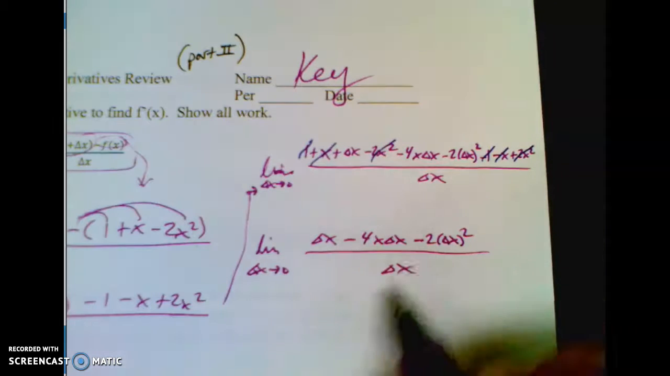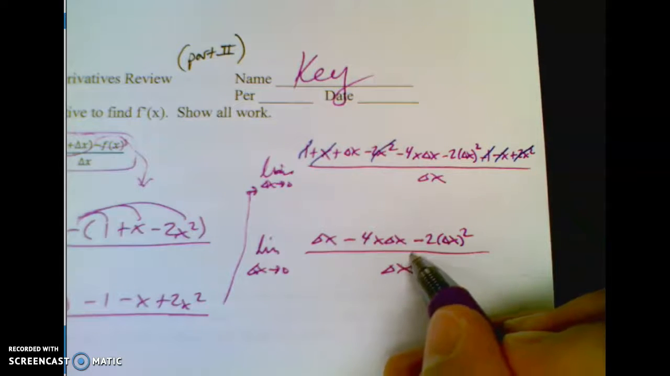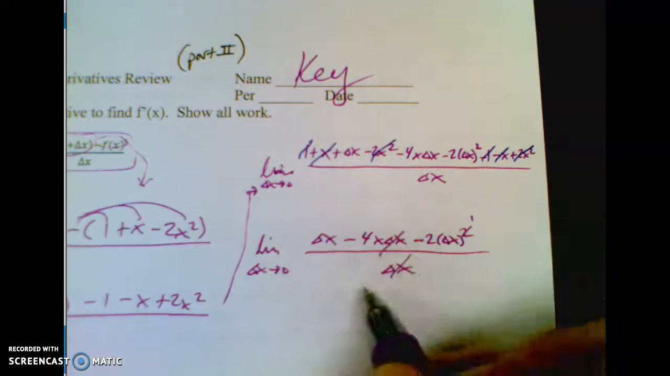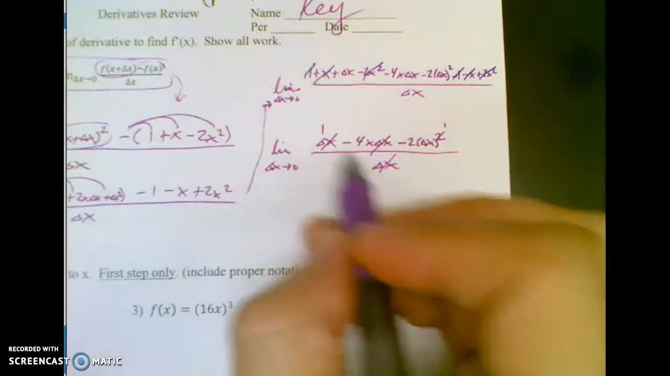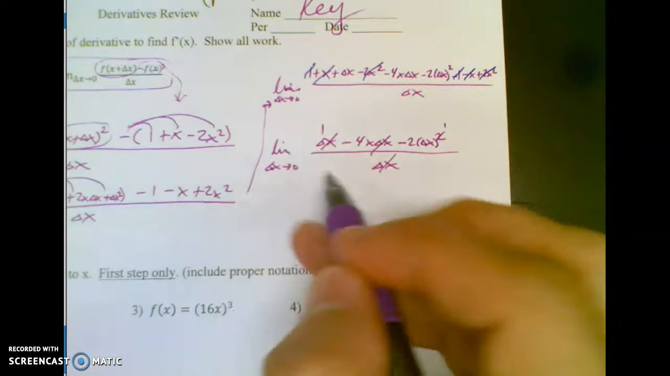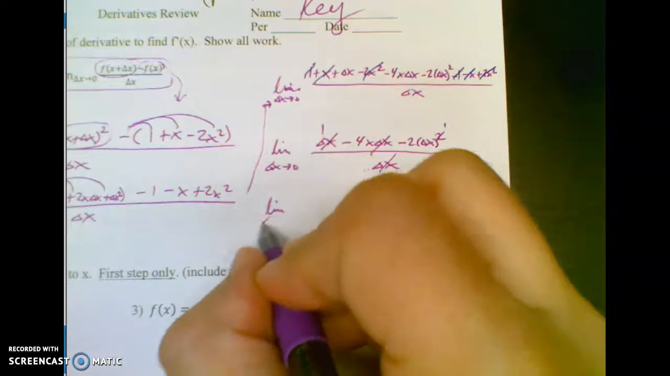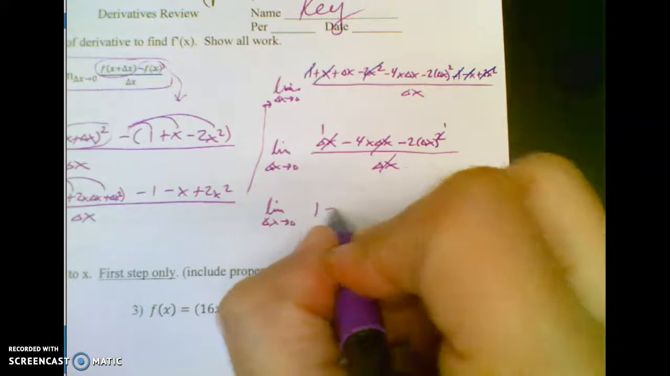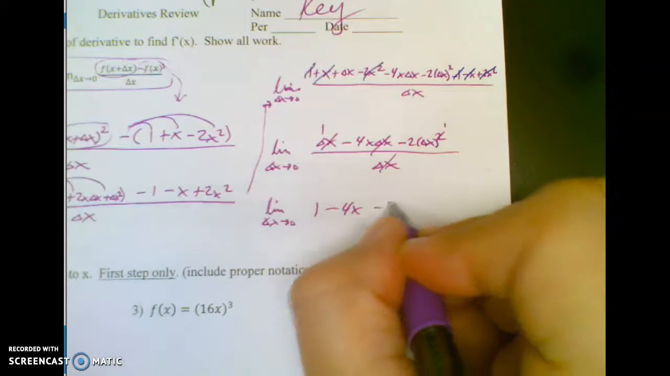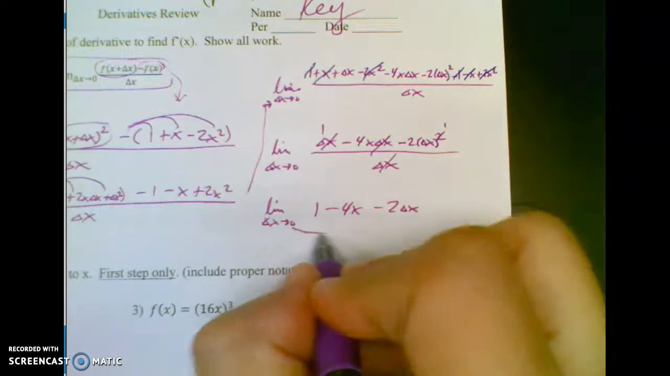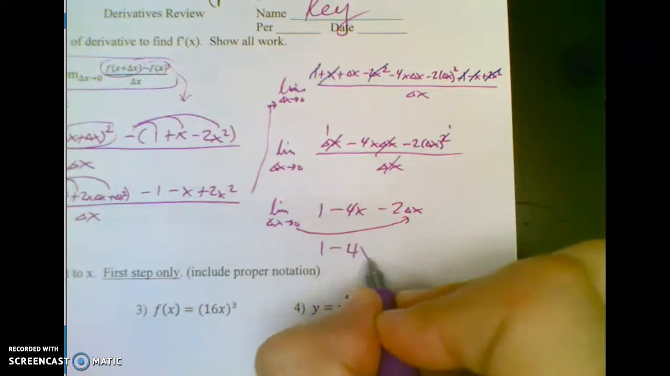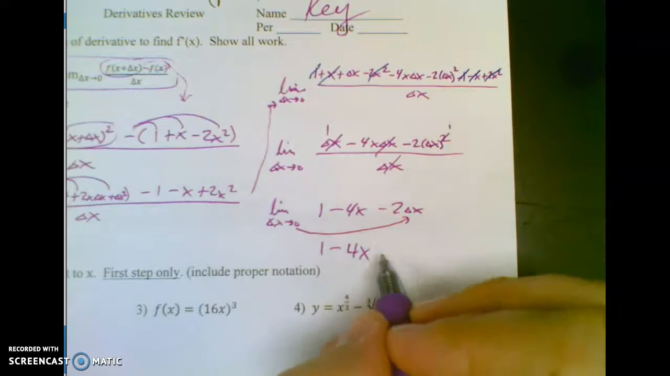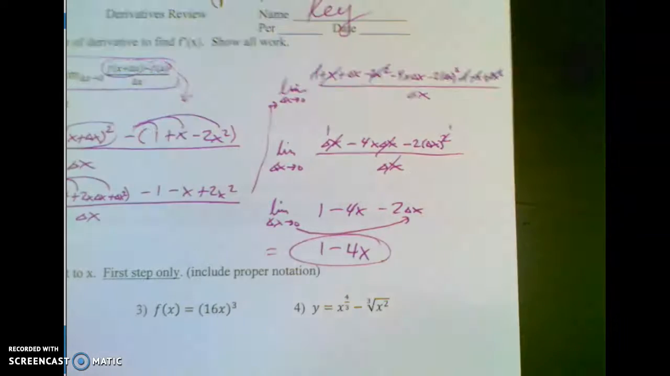So remember, you can cross out one of each. I can say, okay, this bottom can cancel with one of those, and one of those. Make sure you don't forget to put a 1 there. A lot of rookies would forget that. But that's really delta x over delta x, which is worth 1. So in the end, it becomes 1 minus 4x minus 2 delta x. And now you can finally plug a 0 in for delta x, not for x. So 1 minus 4x. Okay, that's your end answer.